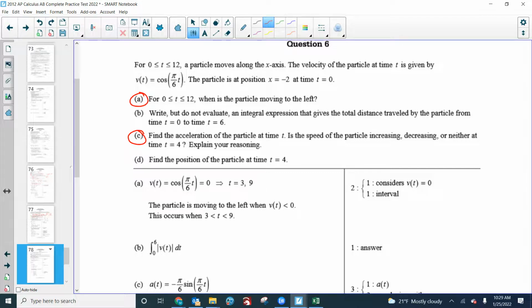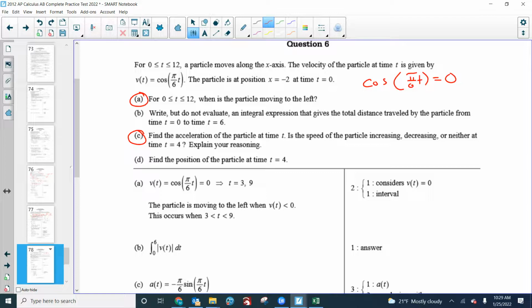All right. Cosine pi over 6t equals 0. Why am I setting it equal to 0? Because I want to find the intervals when it was moving to the left and then to the right. Well, when's it going to stop moving left and start moving right? When the velocity is 0, right? Change in direction. So I want to find out at what times the velocity is 0 and then test the intervals where that happens. All right? Only from 0 to 12.